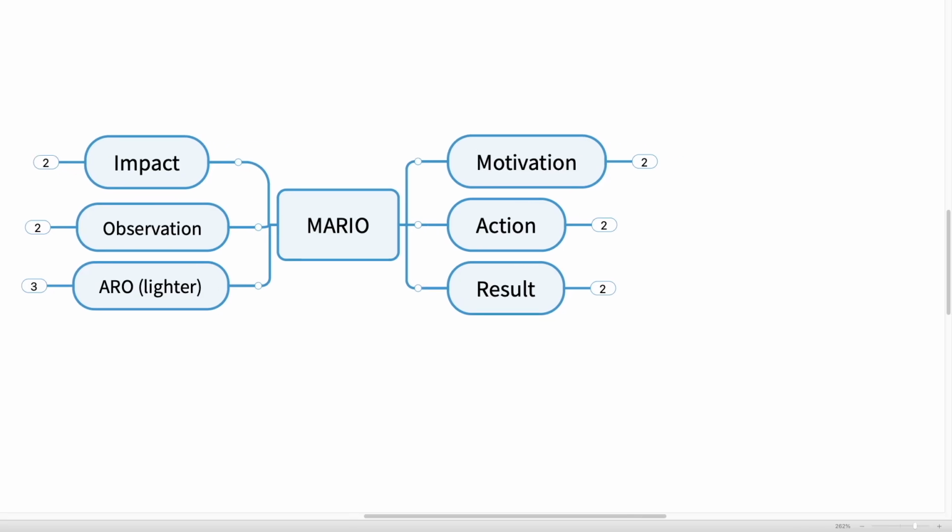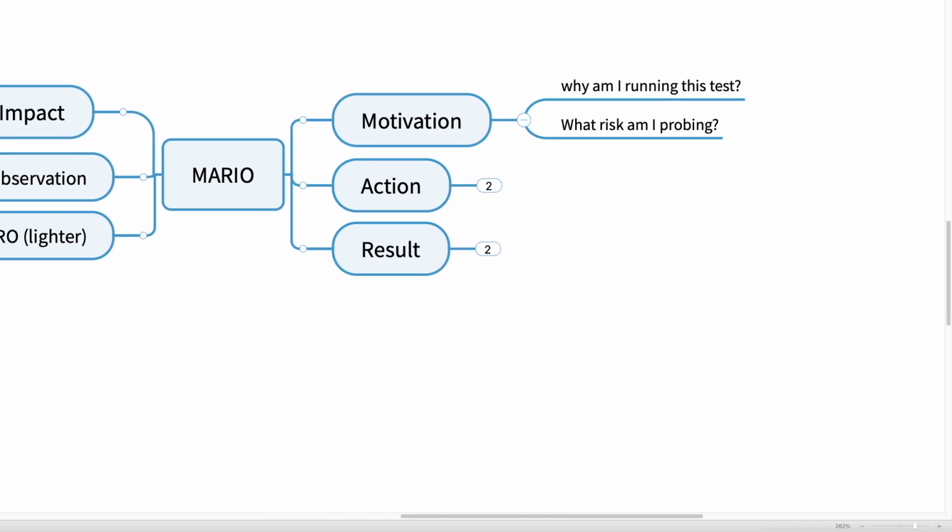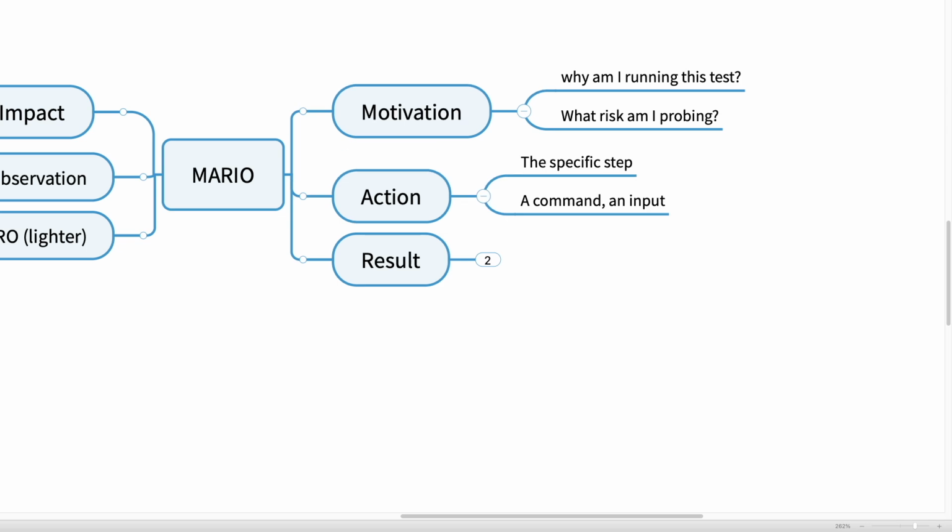I created a structure I call Mario. It has 5 fields, 1 short sentence each. Let's begin with the first one, motivation. Why am I running this test? What risk am I probing? Action, the specific step. A command, an input, a click, keep it concrete.